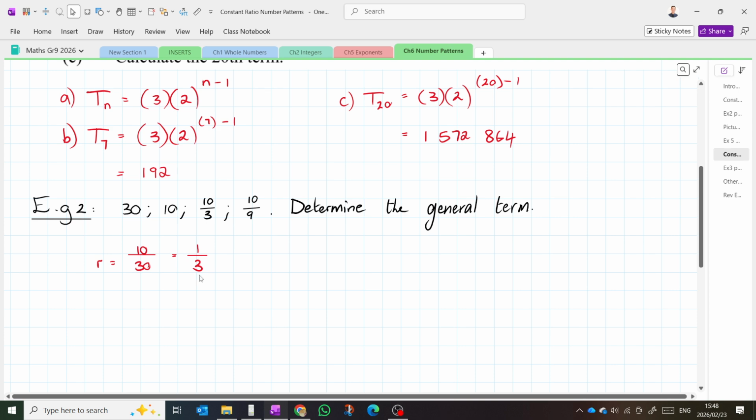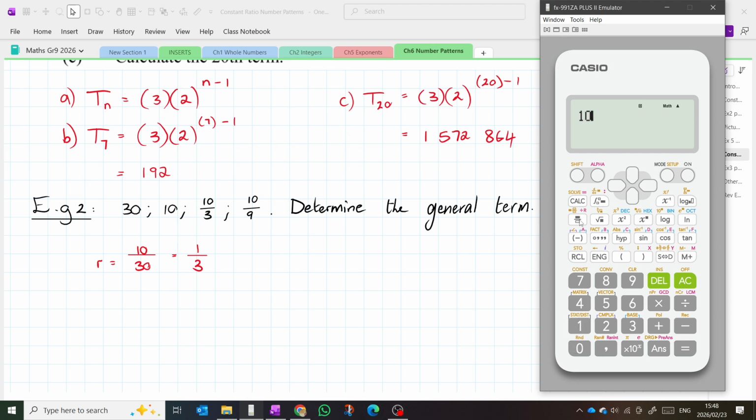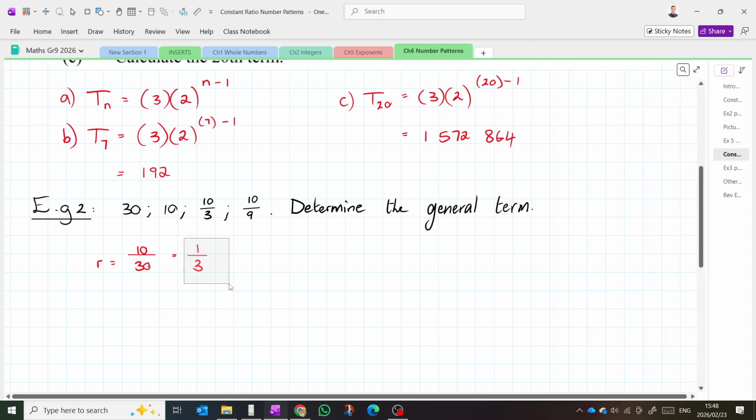Now multiplying by a third is the same as dividing by 3, which you should have picked up here. We are just dividing by 3 every time. If you did 10 over 3 divided by 10, it would have also given you a third. Or if you did 10 over 9 divided by 10 over 3, it would have also given you a third, which just confirms that our ratio is correct, and it is a constant ratio number pattern.